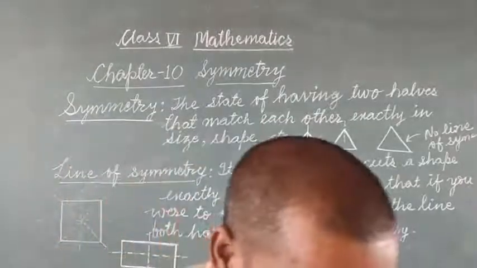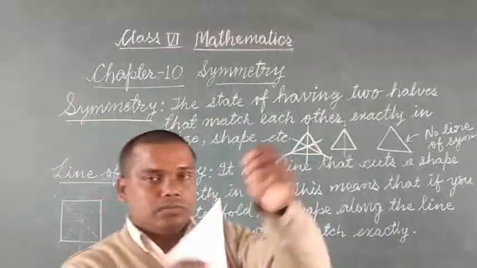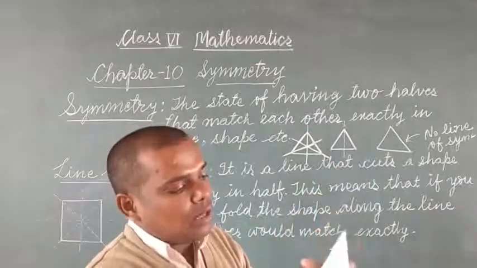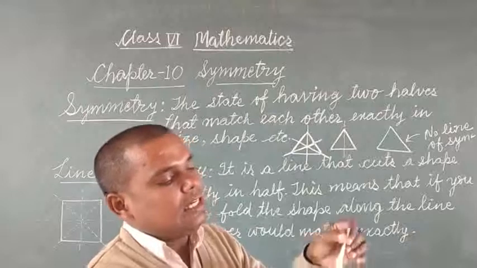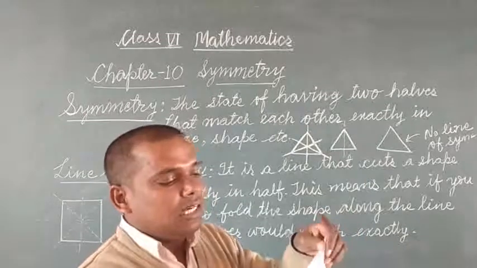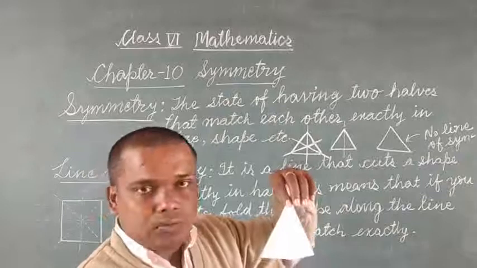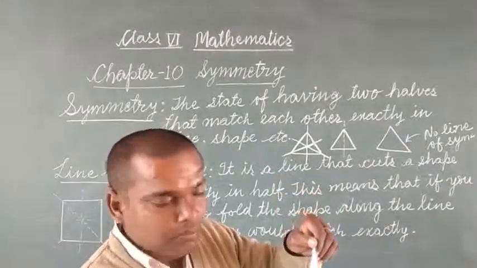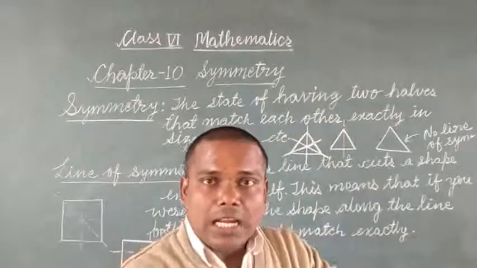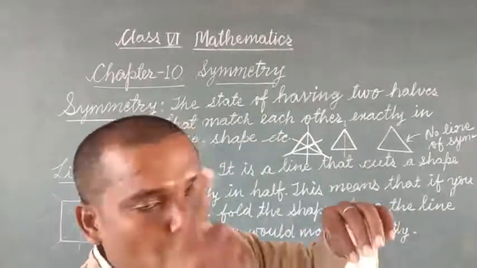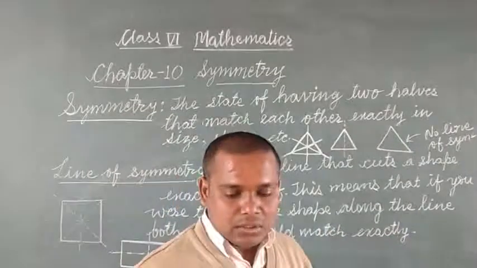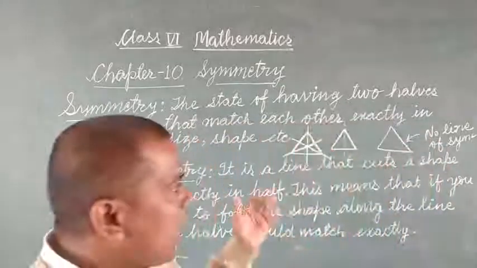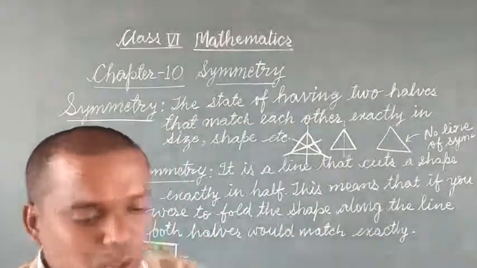Look here. I have an isosceles triangle. This side and this side are equal, and this is not equal. So I am going to fold around this side. See, this line is exactly in the middle of the figure, so this half and this half exactly cover each other. It means an isosceles triangle has only one line of symmetry. So I hope you understood the line of symmetry. This is how to get the line of symmetry with the folding method.